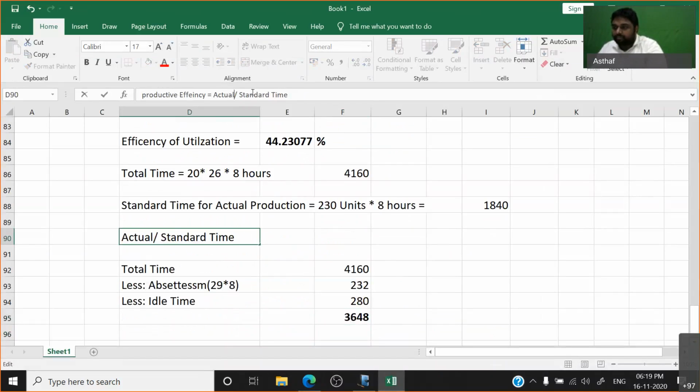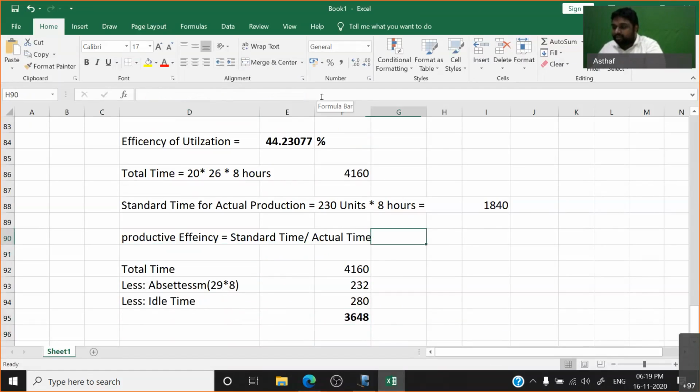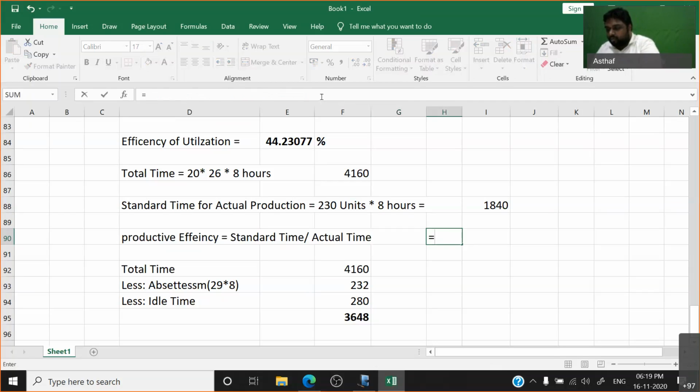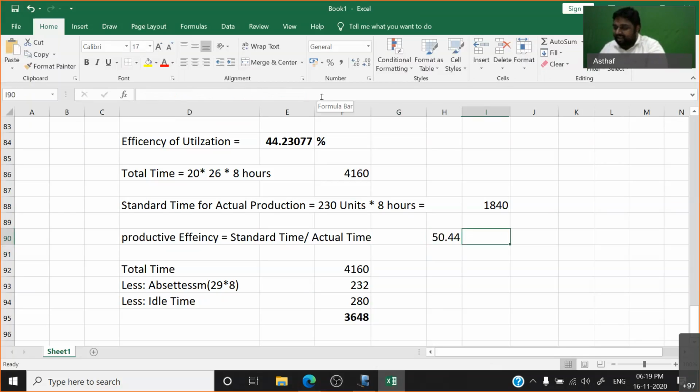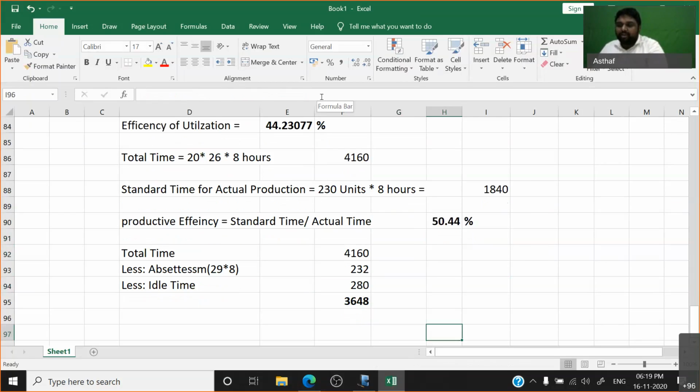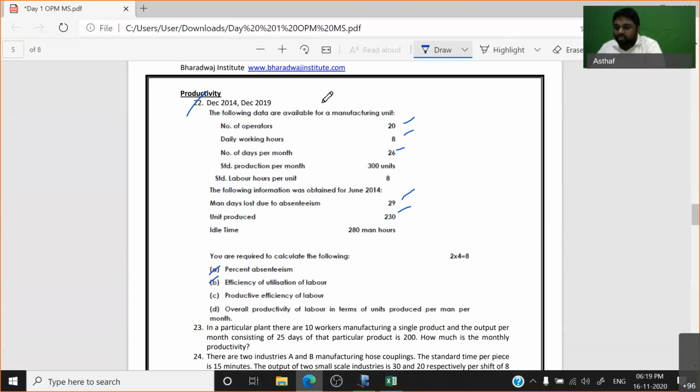It is standard time divided by actual time. What is the standard time? 1840. Your actual time is 3648, into 100. Some of the friends already got the answer. Dear friends, just a formula application only. For the limited time, we are not going into the detail of the formula. Now the answer is almost over.